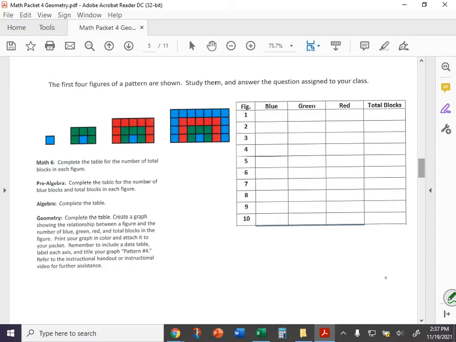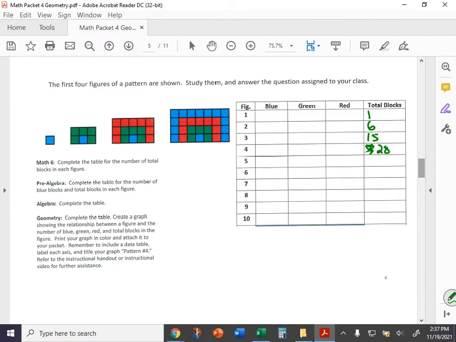In figure 1, it's easy to see we've got 1 block there. Figure 2 is a 2x3 rectangle, which gives us 6. Figure 3 is a 3x5 rectangle for 15. And figure 4 is a 4x7 rectangle. I can't really erase this, I'm going to scratch out, which is 28 total blocks.